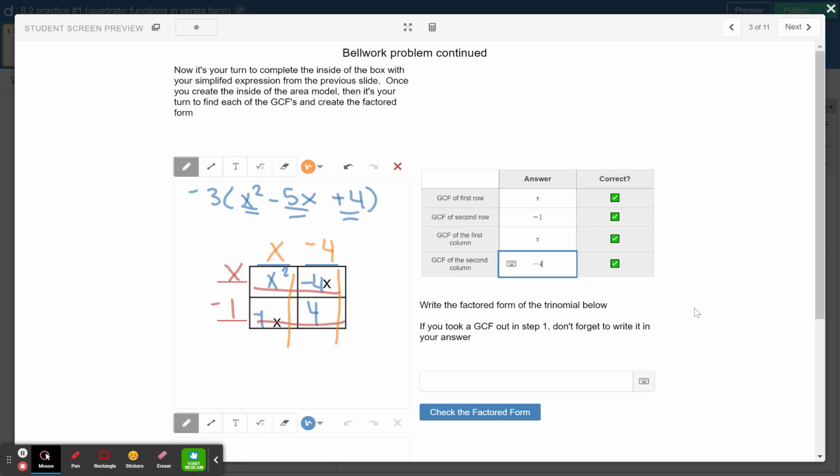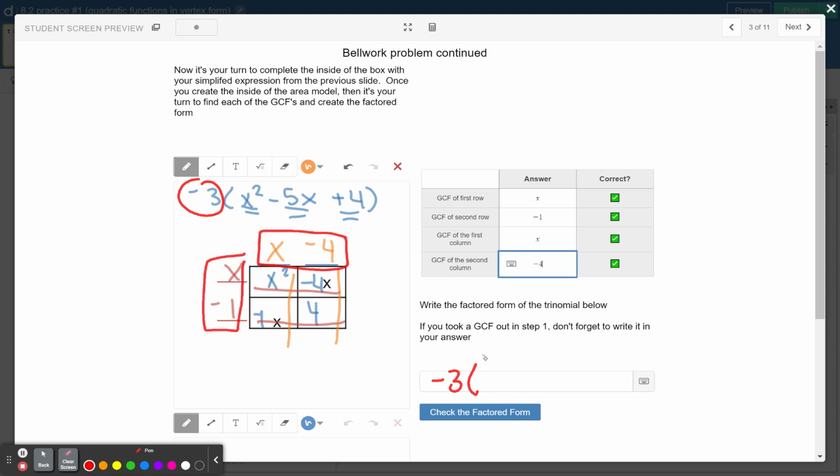And now the answer. The answer is actually, you have to remember this right here, this -3. You took the GCF out in step 1. And then these are now your factors. The whole reason of doing the area model is what goes into the parentheses. So that is factored form.